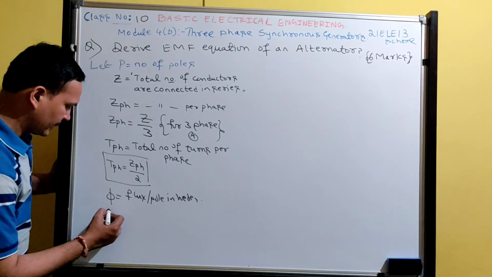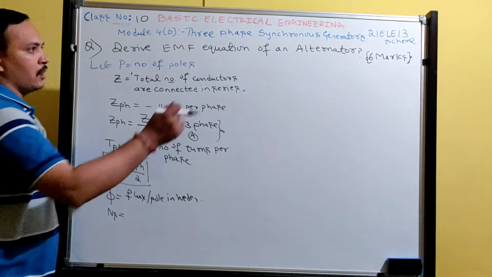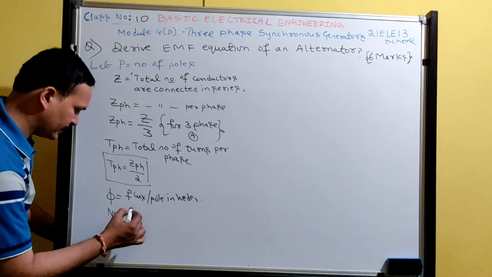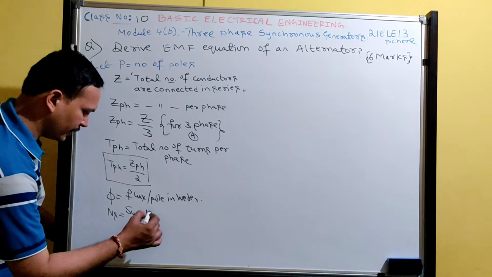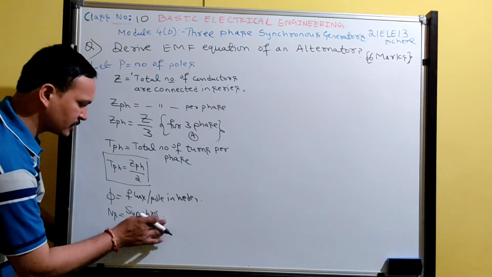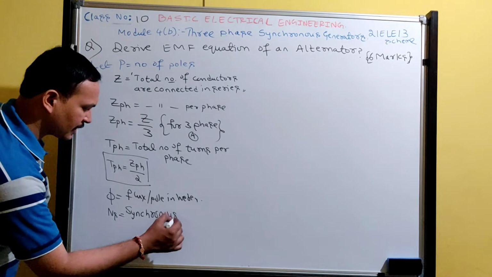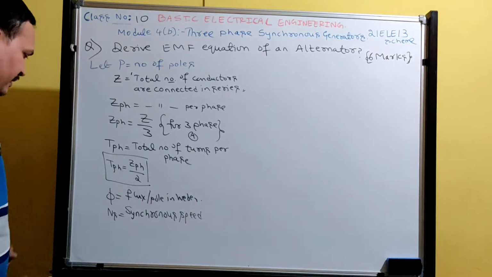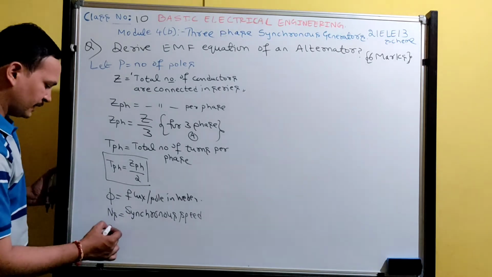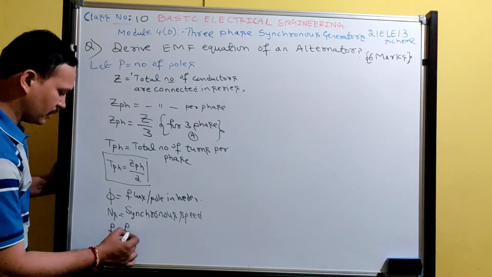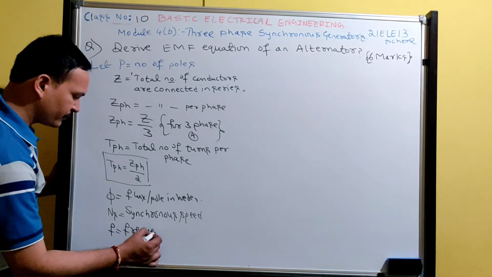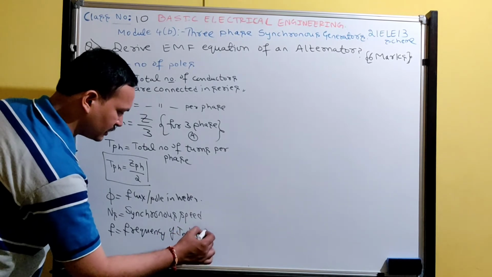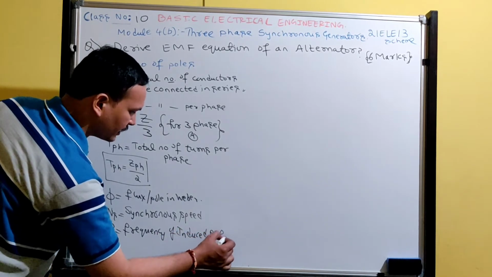Another one is N_S. An alternator runs at a specific speed, called synchronous speed. N_S is nothing but synchronous speed. An alternator runs at only one speed, and that speed is called synchronous speed, so it is also called a synchronous generator. Any other data, now you write F. F is the frequency of the induced EMF.